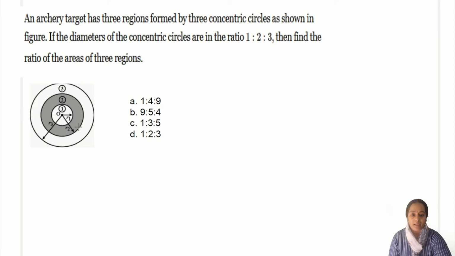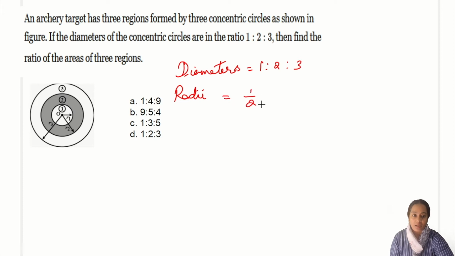So when you look at the diagram, you have the area of an inner circle 1, then you have the next circle 2, then you have the bigger circle 3. So there are 3 circles there. They are concentric circles, meaning having the same center. So what is going to be the diameter of the first circle? It's given in the question, we have it as 1, the next is 2, the next is 3. So diameters are in the ratio of 1:2:3. Radii will be half: 1/2 is to 2/2 is to 3/2, because radii are half the diameters.